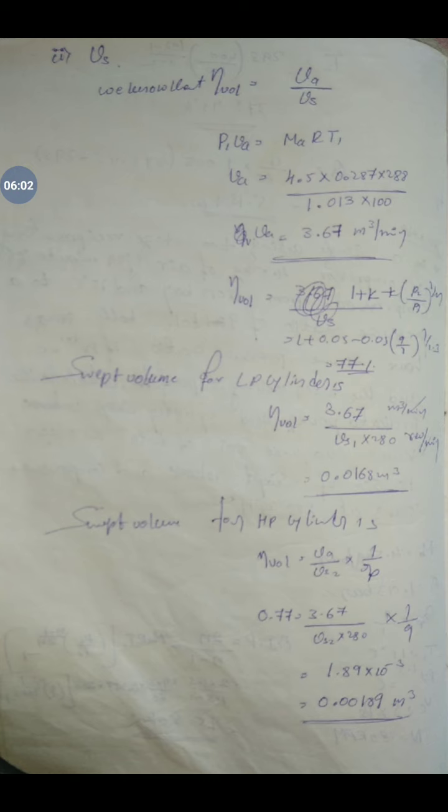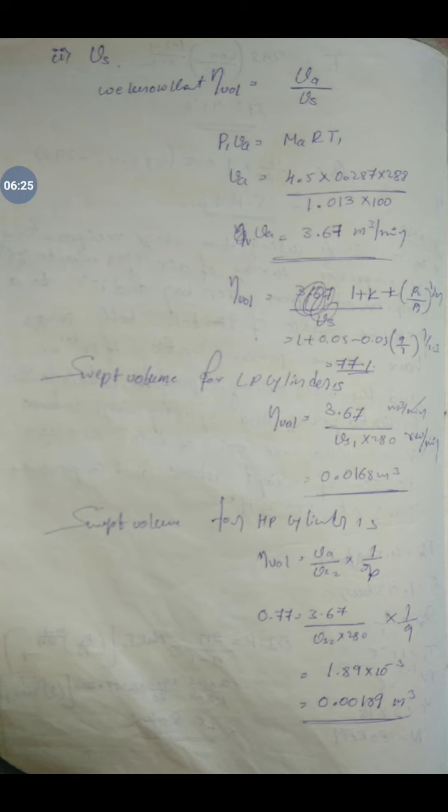He has given the clearance ratio as the K value. Substituting that K value, volumetric efficiency is equal to 1 plus K minus K into the bracket, P2 by P1 to the power of 1 by n. Substituting the K value, P2 value, P1 value and n value, we get the volumetric efficiency as 77%.